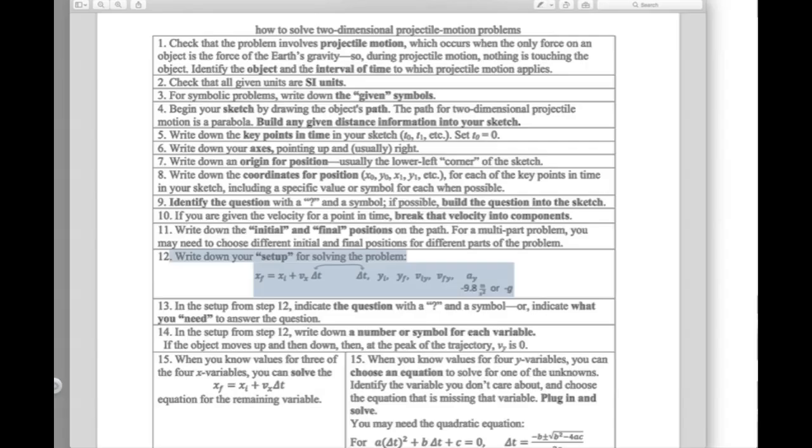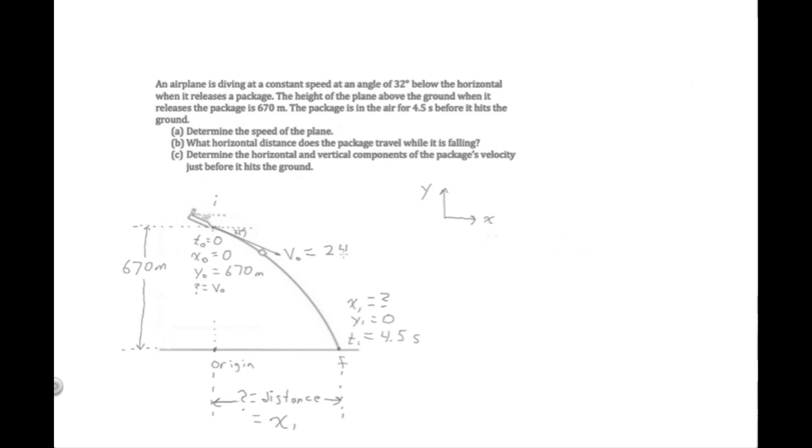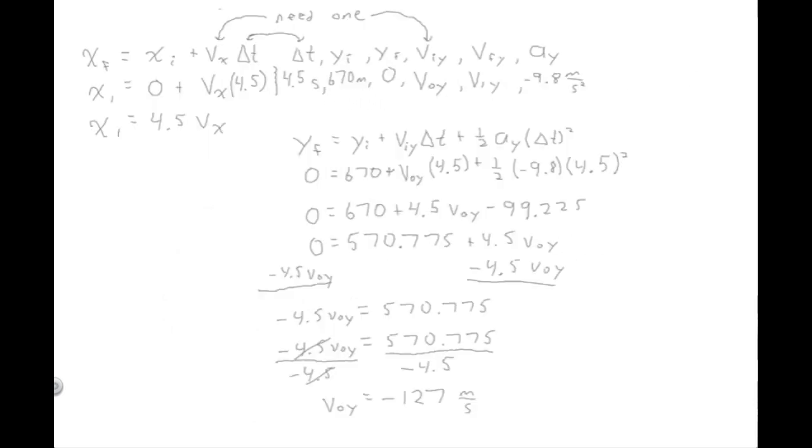Now I can see something else that would be good to do here. We can now do this step. We can break the velocity into components. Remember that we weren't actually given the original velocity, but now we know that that original velocity was 240 meters per second. So here's our previous setup from part A, which we'll continue to use for part B.